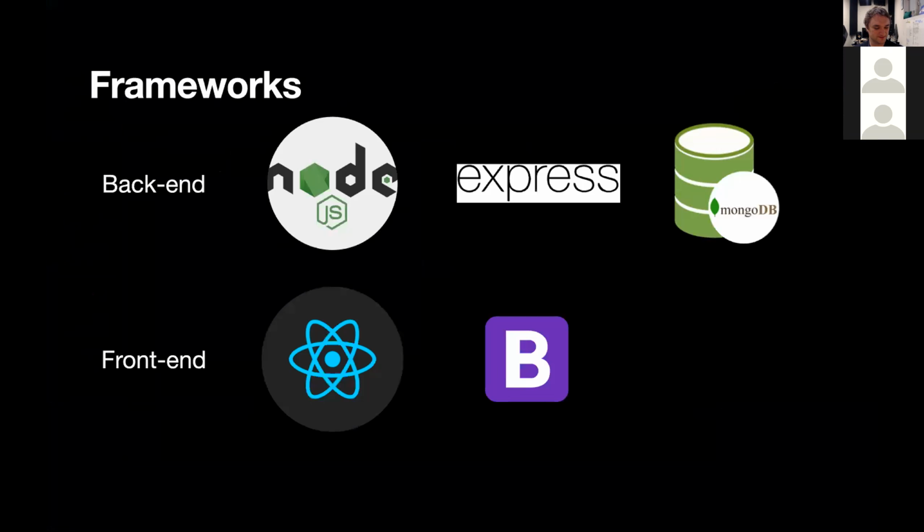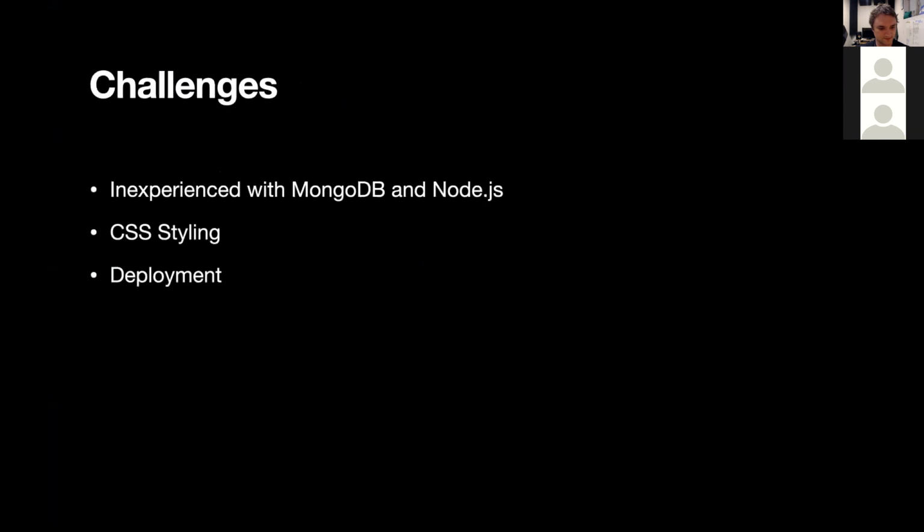Okay, so the frameworks that I used for the backend, I used Node.js with Express and MongoDB database. For the front end, I used React as well as Bootstrap for styling. So my biggest challenge was basically setting up the database and Node.js, since I had never used those technologies beforehand. I also encountered some CSS styling obstacles as well as backend deployment issues, but I was able to resolve them.